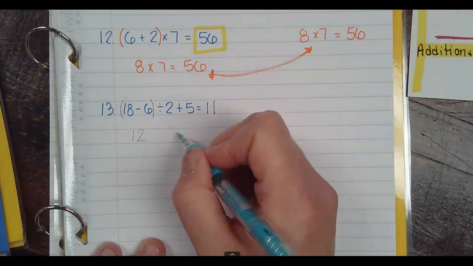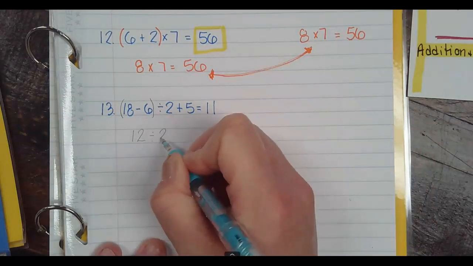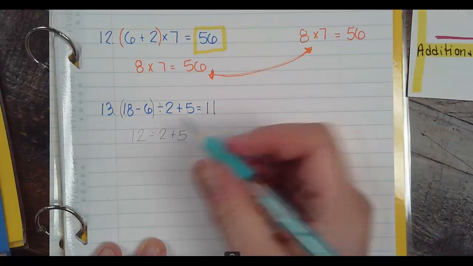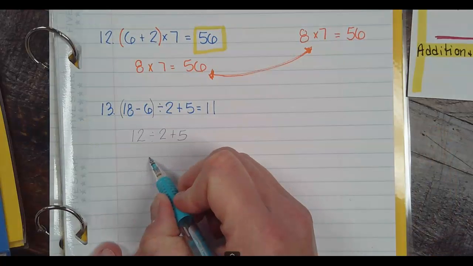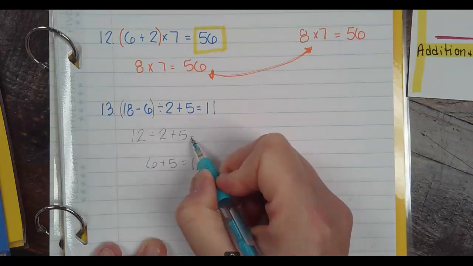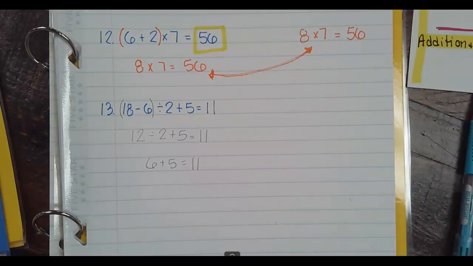Okay, so if I did 12 divided by 2 plus 5, I think I stumbled on it by dumb luck. 12 divided by 2 is 6 plus 5, is that 11? Yeah. Well, that was dumb luck. So sometimes you just try something. If it works, it works. If it doesn't work, you erase and you try again. That was dumb luck.